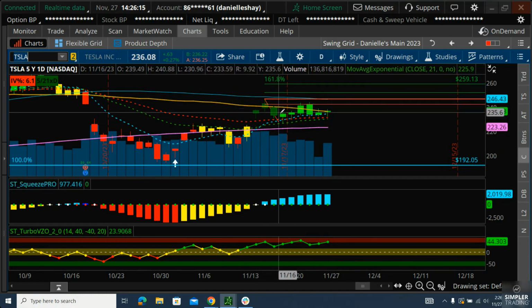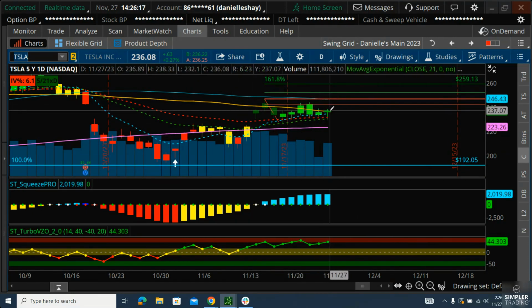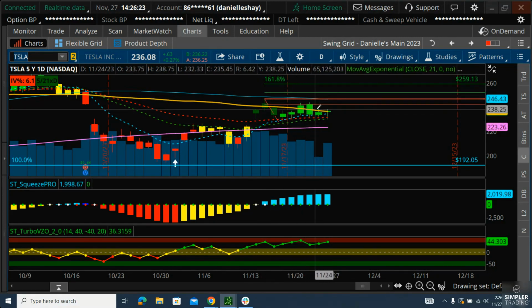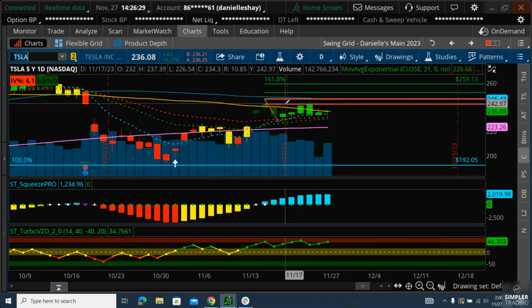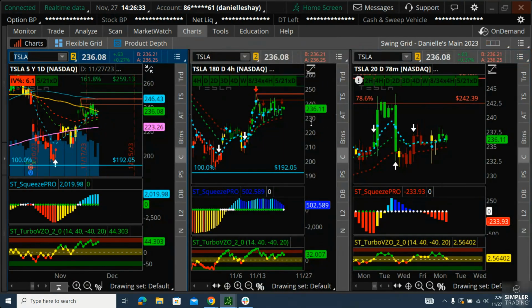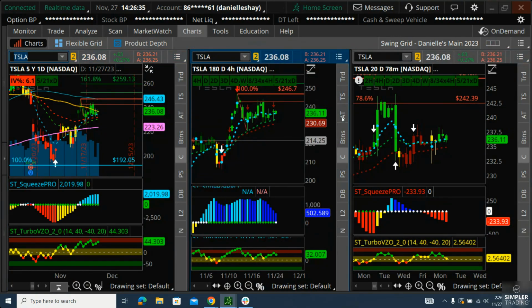And you can see that we're very close to breaking out above the 50 simple here. So you can see the way that the 50 simple is just right above this price point. And you can also see then if you look at the lower time frame charts, there are some setups.